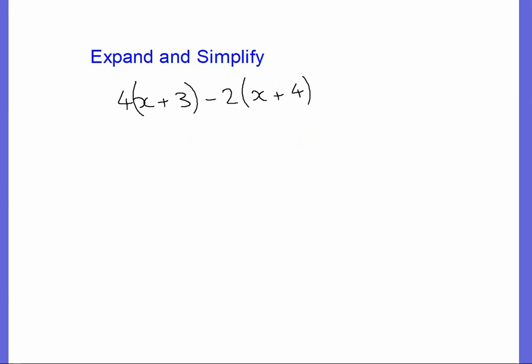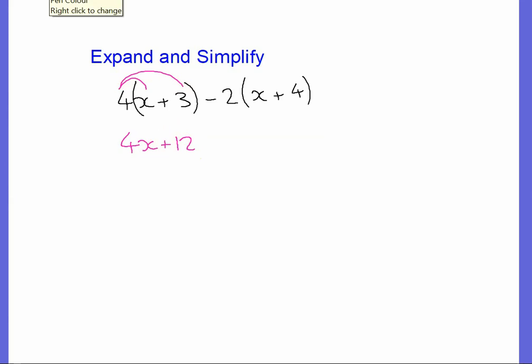Now you've definitely got to be more careful when you can see a minus, especially when it's in the middle. So the numbers are still nice, but this minus is going to throw things up. So 4 of this bracket, so that's 4x, and 4 lots of 3 is 12, and that 12 is positive.